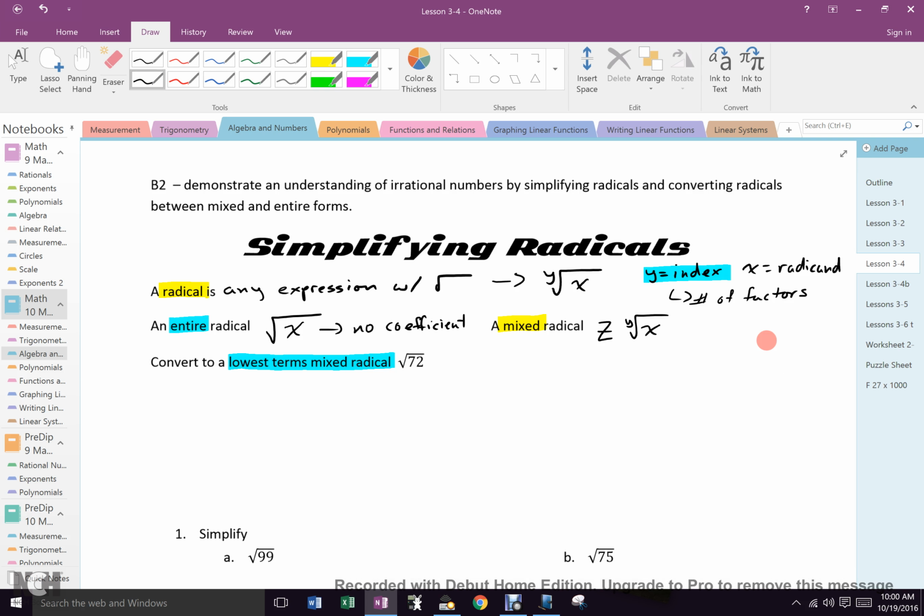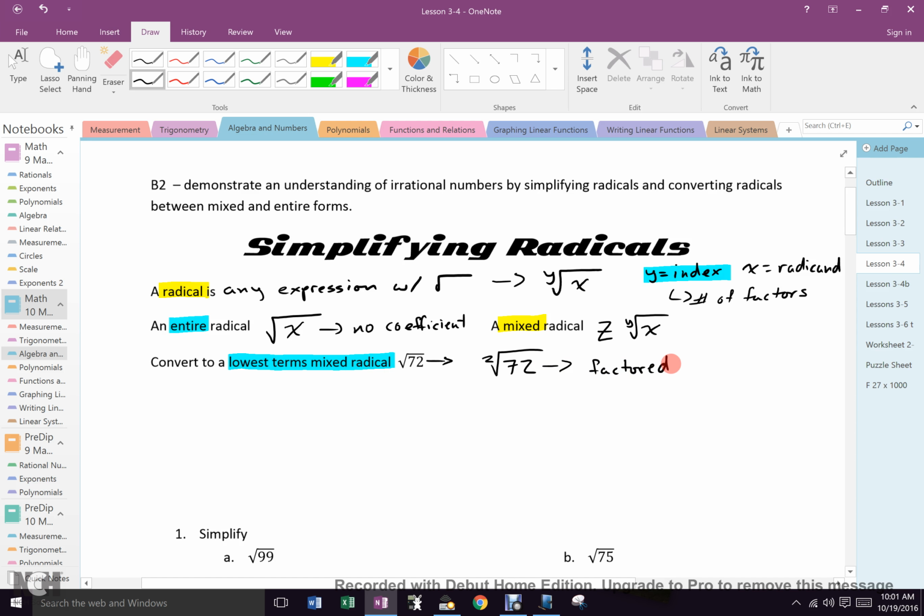So I look at this expression and I say to myself, self, this means, what is my index here when we don't write it? 2. What does that 2 mean? That I need groups of how many factors? Groups of 2. All right? So this guy, what we have to do is he must be factored.